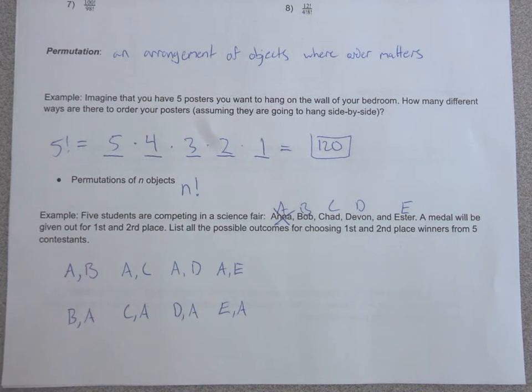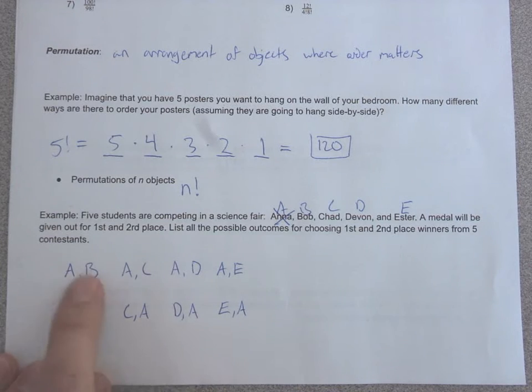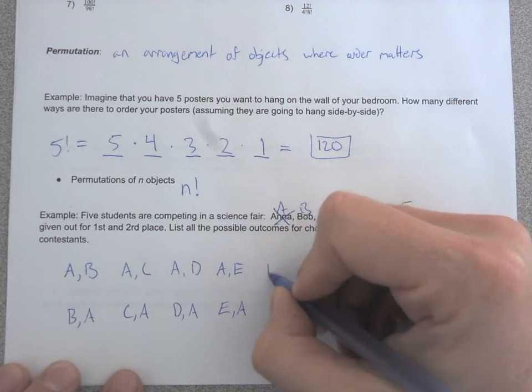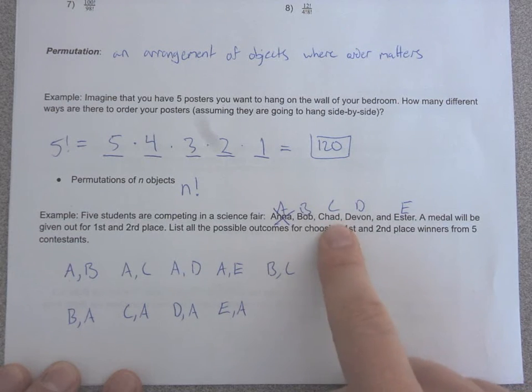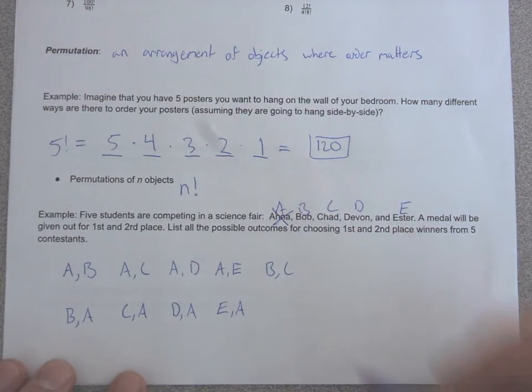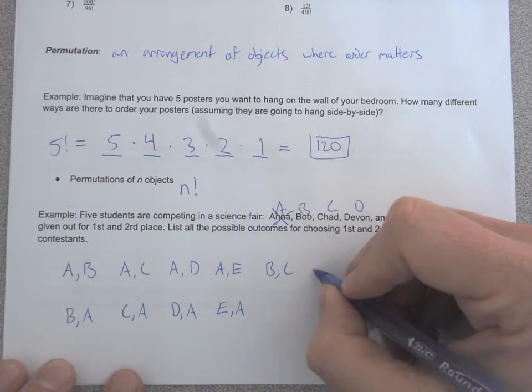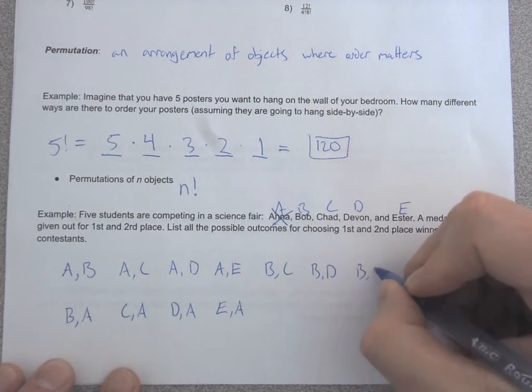Now we've got all the Annas out of the way. We don't have to worry about pairing Anna with anybody anymore. Now we're going to do all the Bob combinations. Okay, and it looks like there's going to be a lot, but actually this is going to get less and less as we go because we've already paired Bob a couple different times. So the next option here is I could have Bob in first and Chad in second, right? So Bob Chad, then Bob Devin, then Bob Esther. So all the possibilities where Bob's in first: Bob first and Chad second, Bob first and Devin second, Bob first and Esther second.